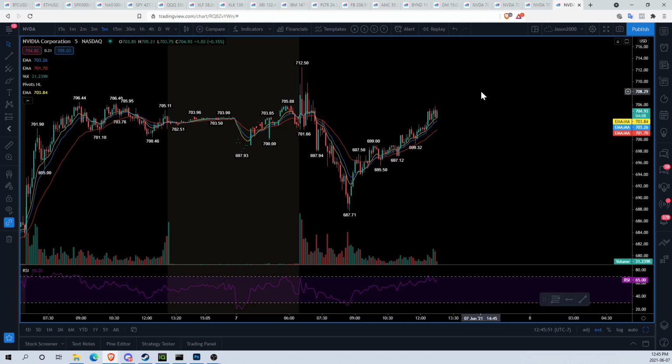Well, I'm going to walk through 2 trades. The first one's going to be an oversold bounce. The second one's going to be a breakout. And we're going to talk about entry rationale, exit rationale, and how that all works together.